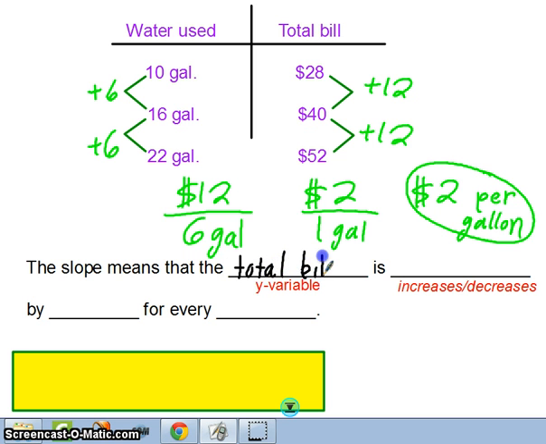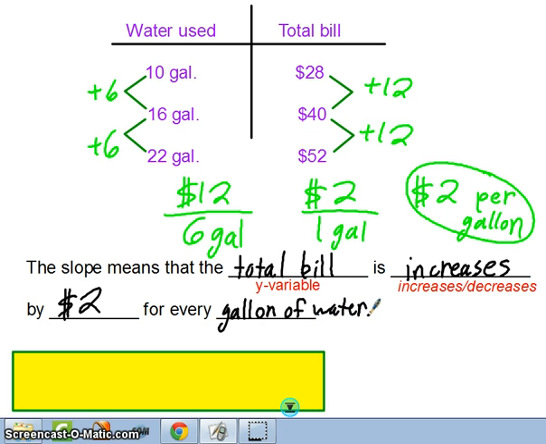total bill, is the bill increasing or decreasing? So 28, 40, 52, it's increasing. So the total bill increases by how much is it increasing by? Well, it looks like it's $2 per 1 gallon. So $2 for every gallon of water.